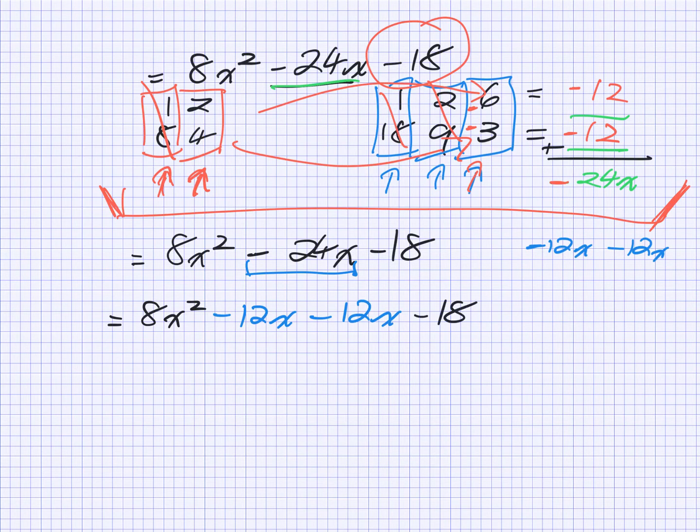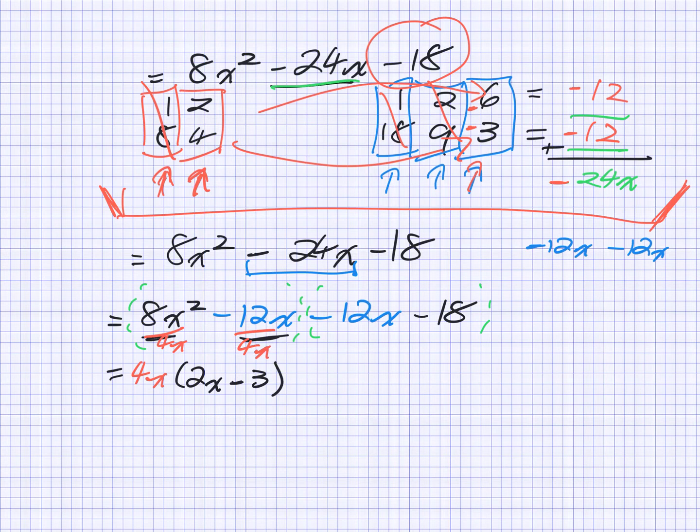Now we're going to imagine these as two sets of terms. In the first set, I'm going to look for greatest common factors. There's an x in here, so I'm going to take an x out, and as a factor, the number 4 works very nicely. If we take 4x out, we divide each of these by 4x. 8x squared divided by 4x gives us 2x, and negative 12x divided by 4x gives us negative 3.